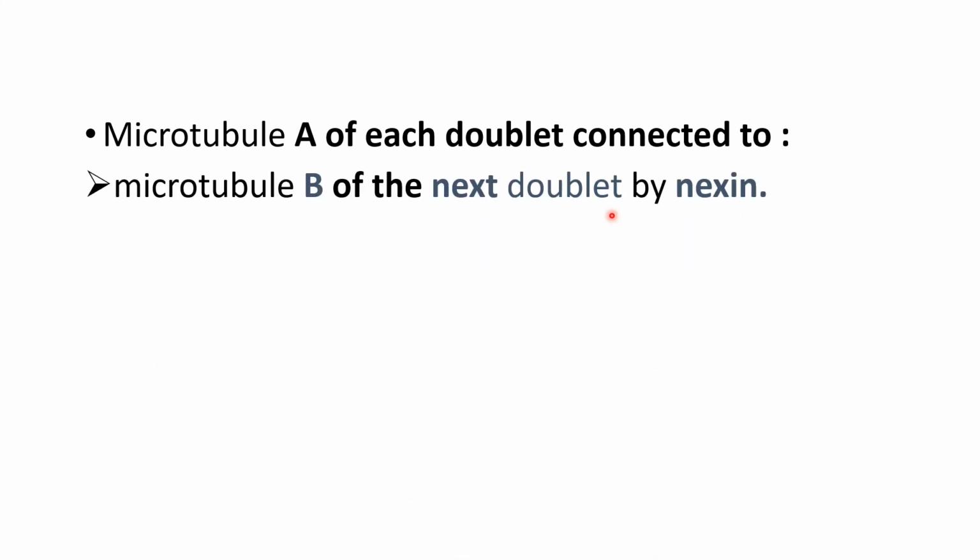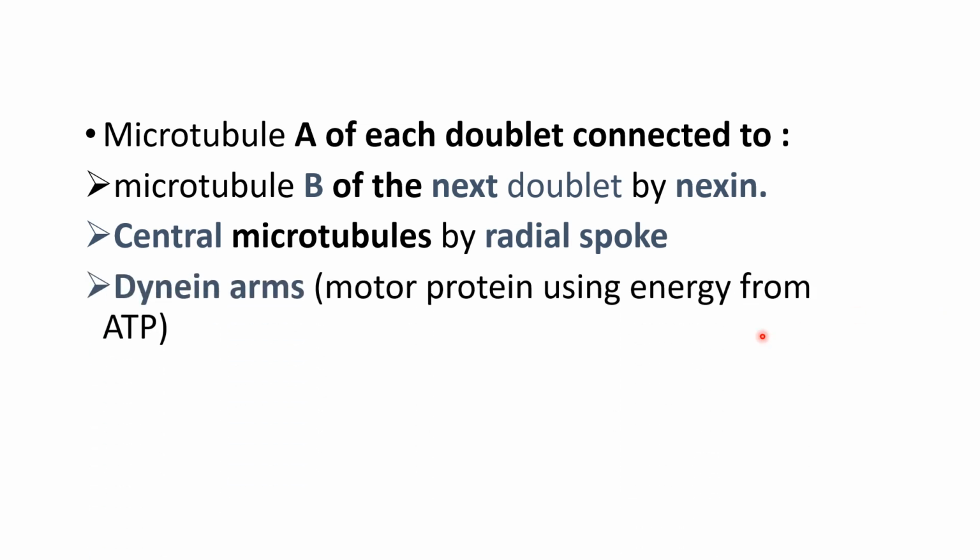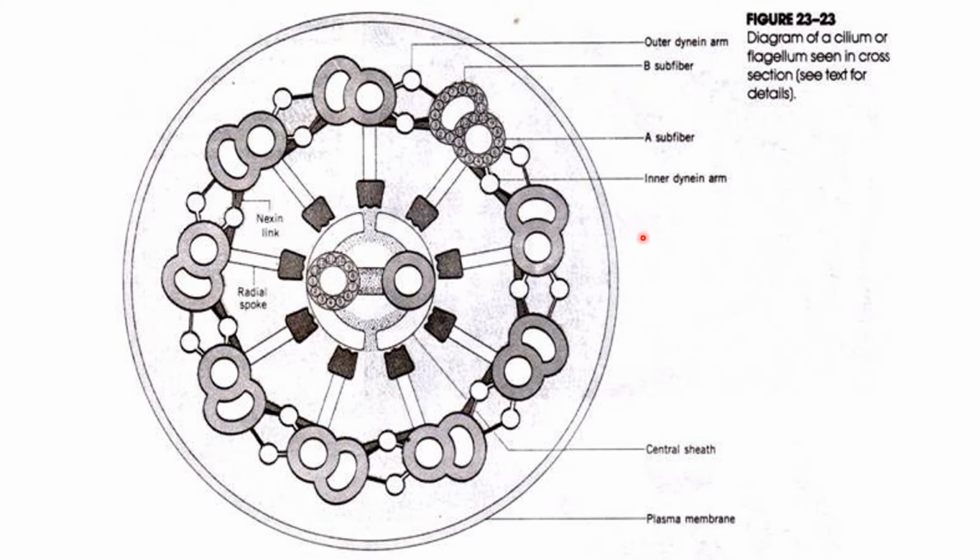Microtubule A of each doublet is connected to microtubule B of the next doublet by nexin. The central microtubules, or the singlets, are connected by the radial spoke to dynein arms, which are motor proteins using energy from ATP. Again, is this the shaft, basal body, or rootlet? It is the shaft. There are 9 doublets, and these are the singlets. There is the cell membrane; the basal body is not surrounded with cell membrane.